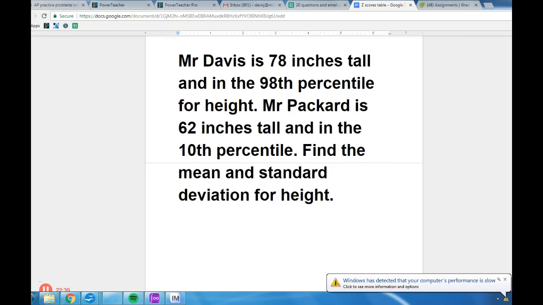It's gonna be a number, right? Not just a bunch of variables. Mean, standard deviation.